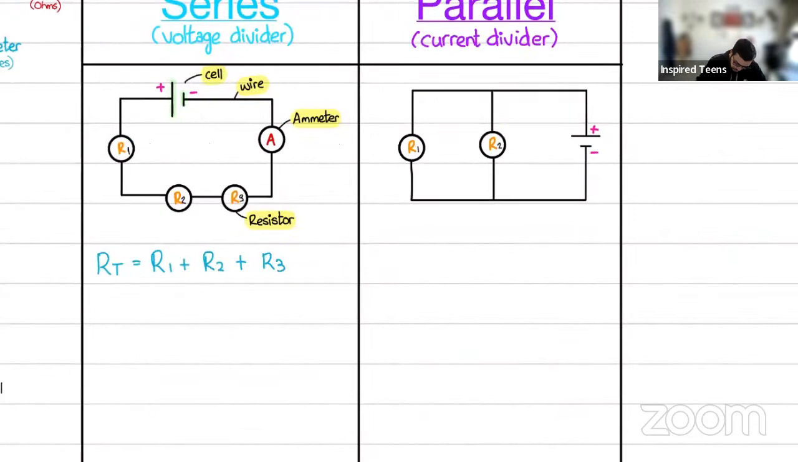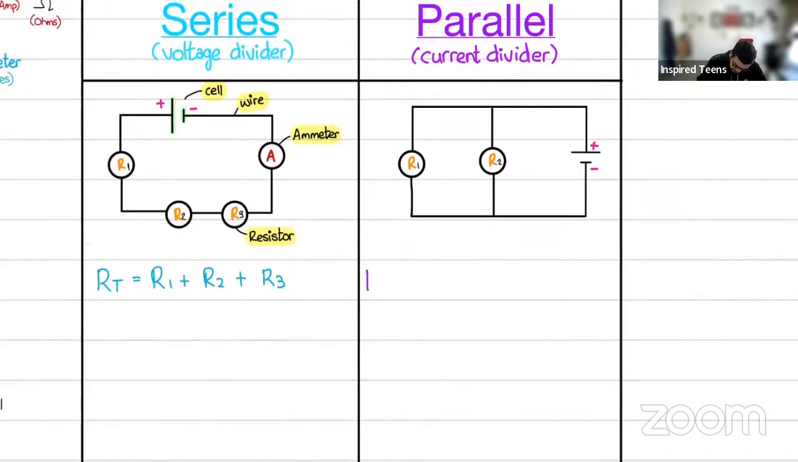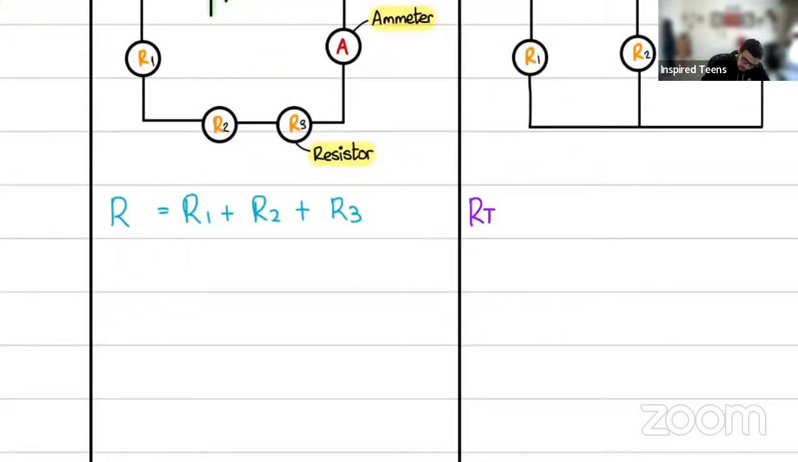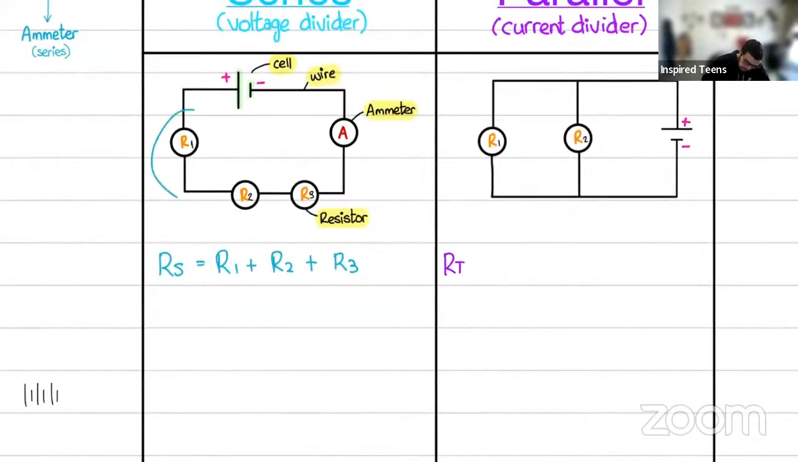But the same cannot be said about parallel. If you want to calculate the total resistance here, you'd actually have to use a different calculation. In fact, we'll change that to R total. Let's do this: obviously, in this case there's only series, so we're just going to call this R series. The reason is, yes, it is R total in this specific diagram because there's only series in the circuit. But in other examples, you'll be dealing with series and parallel in one circuit.